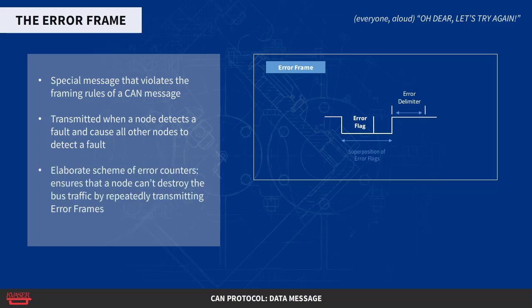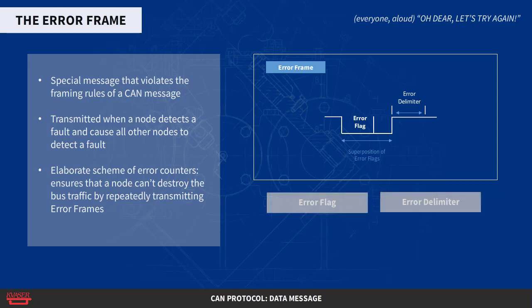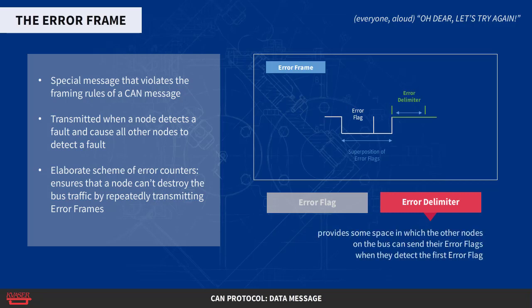There is an elaborate scheme of error counters that ensures that a node can't destroy the bus traffic by repeatedly transmitting error frames. The error frame consists of an error flag, which is 6 bits of the same value, thus violating the bit stuffing rule, and an error delimiter, which is 8 recessive bits. The error delimiter provides some space in which the other nodes on the bus can send their error flags when they detect the first error flag.